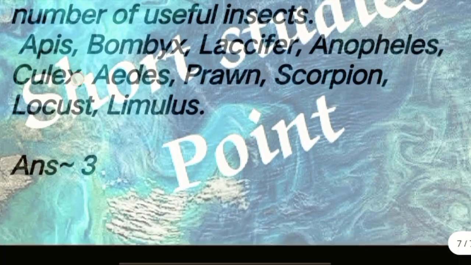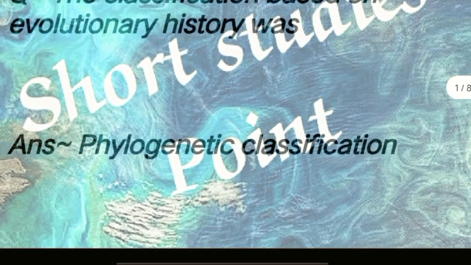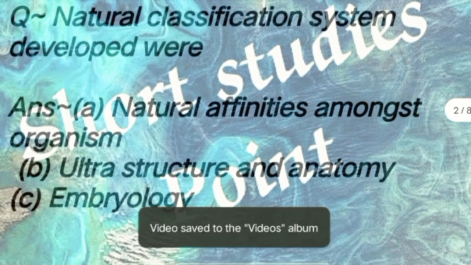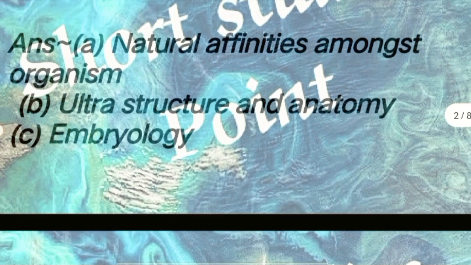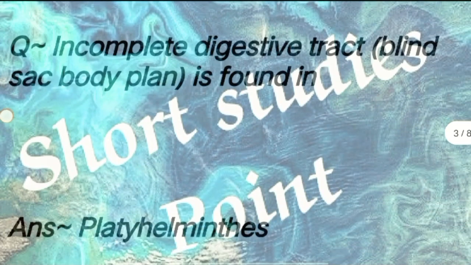Answer: 3. Question: the classification based on evolutionary history is. Answer: phylogenetic classification. Next question: natural classification system developed based on. Answer: natural affinities amongst organisms. B. ultrastructure and anatomy. And C. embryology. Next question: incomplete digestive tract is found in.